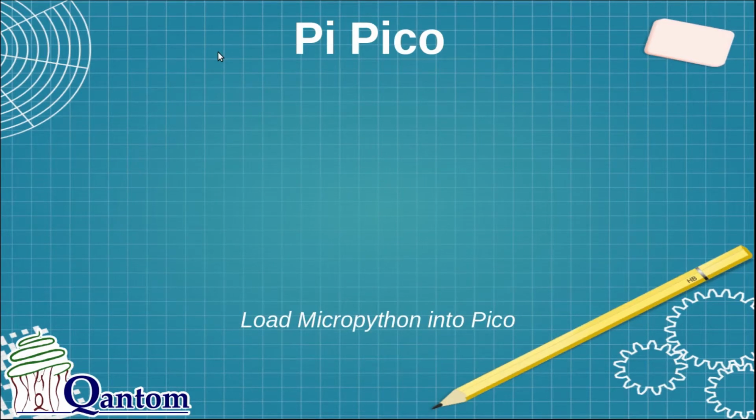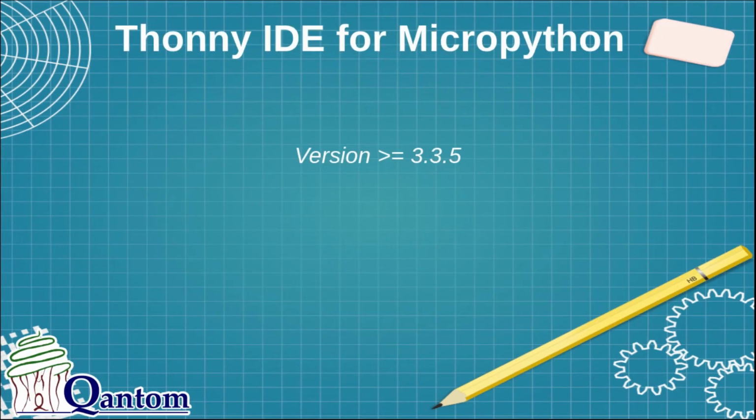First of all, let us load MicroPython into the Raspberry Pi Pico. There are two different ways to do this. Let me start with the easier way first, and then I will explain the second method also. For the first method, you will need the latest version of Thonny IDE installed on your system, that is, a version which is at least 3.3.5 or higher. This is the version that has built-in support for MicroPython.